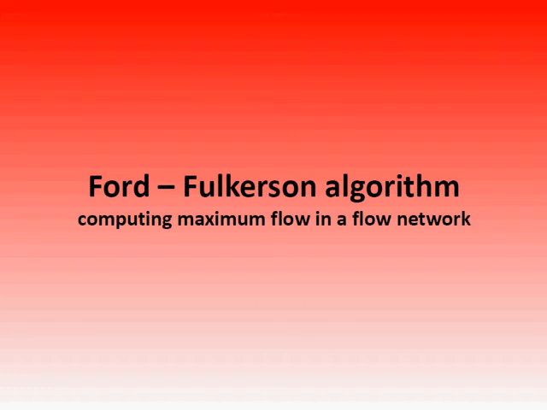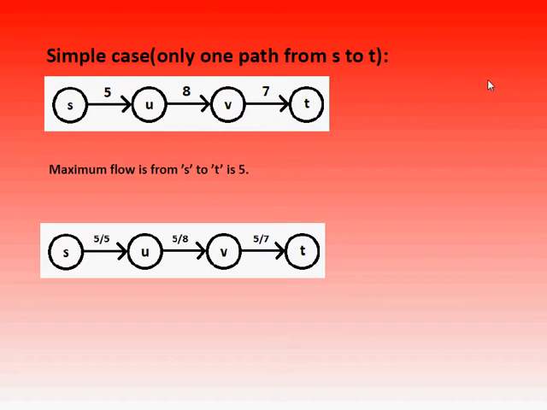Hello, this is a presentation about the Ford-Fulkerson algorithm. It's an algorithm to compute the maximum flow from the source S to a sink T in a flow network. So here's a simple case with only one path from a source S to a sink T.